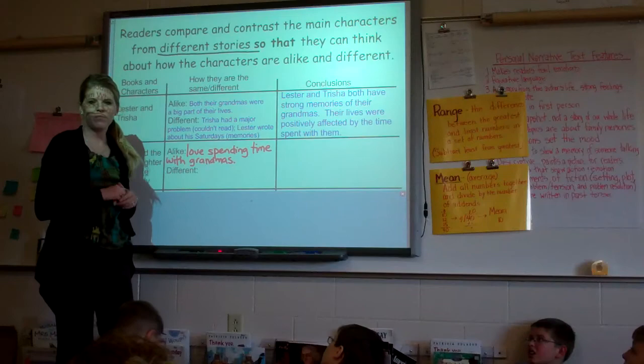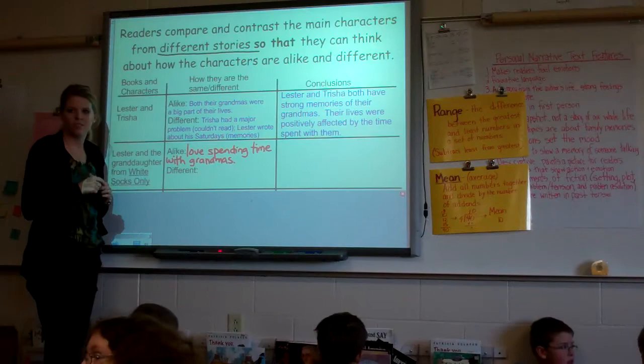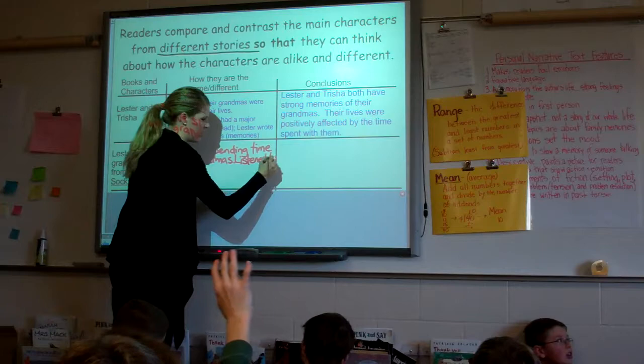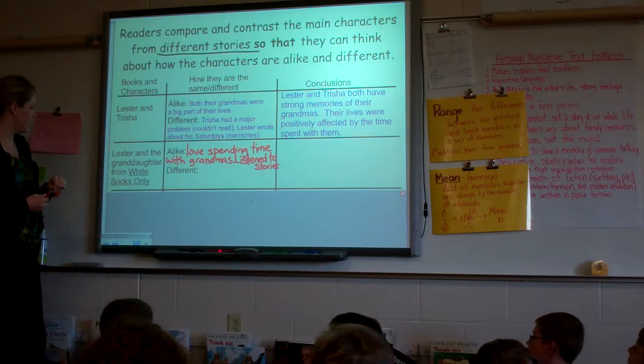That's tricky, though. How else, Gabby, are they alike? Lester listened to his grandma for stories and the granddaughter would listen. Okay, so they both listen to stories from their grandma, too. What about different? How are they different? Jarrett, can you see the board? Why don't you move so you can see it better? How are Lester and the granddaughter different?